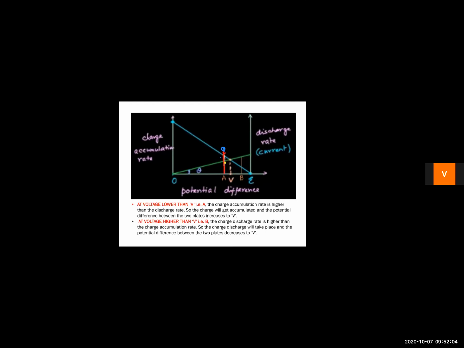So beta, at voltage lower than V, the charge accumulation rate is higher. So charge will get accumulated faster as compared to the discharge. And so the potential will increase because of the increase in the charge accumulation, and the voltage between the plates will become V.